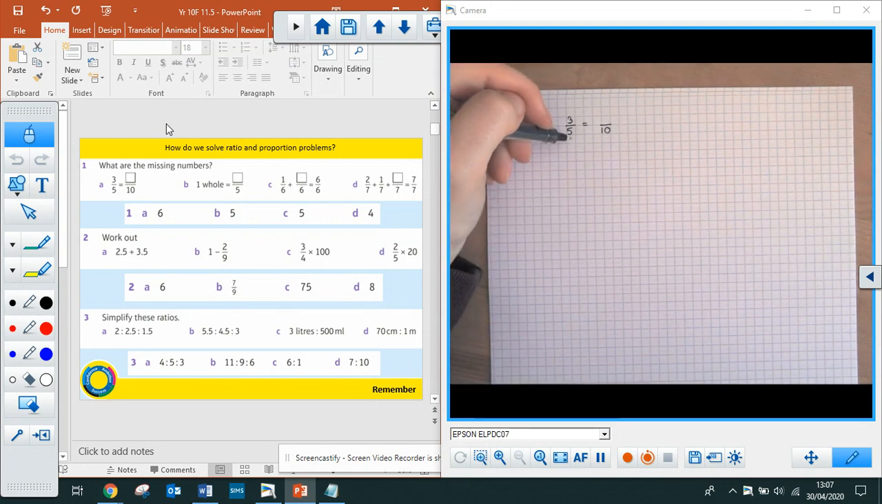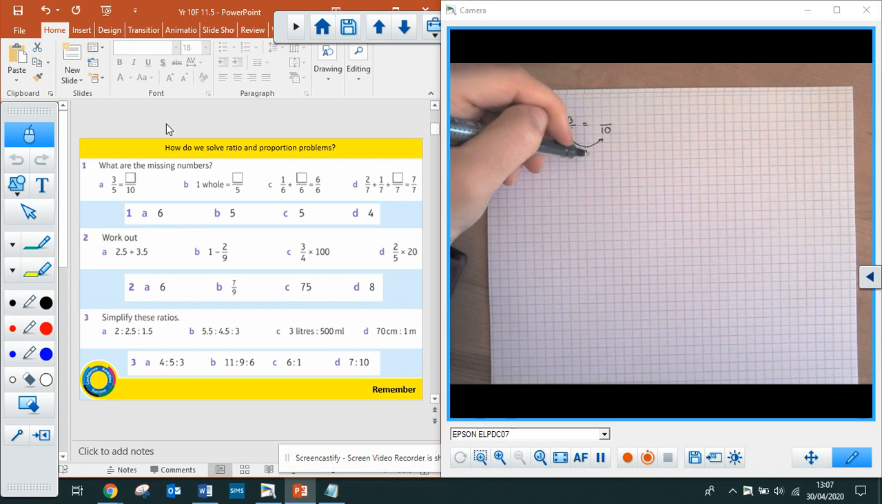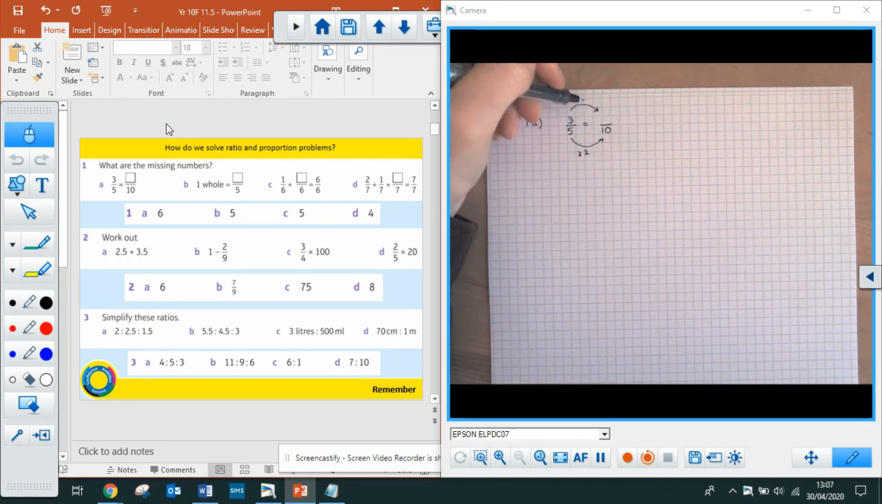Well, what do I do to get from 5 to 10? I multiply by 2. So if I multiply my 3 by 2, that's going to give me 6, and it tells me that 6/10 is equivalent to 3/5. Okay, so your answer there should be 6.